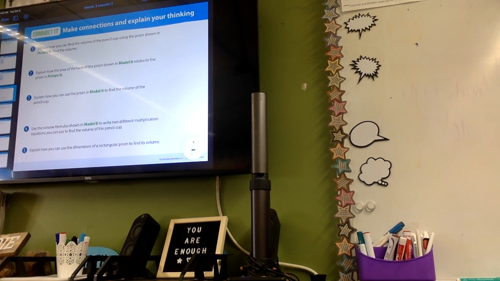All right, page 39, number 1. Explain how you can find the volume of the pencil cup using the prism shown in the picture. How can you do that? Peyton, how can you do that? Multiply. We can multiply. How else could we have done it? Count. How else? Add. Those are the same 3 things we've seen for the last week and a half. You can multiply, you can count them, you can add them.